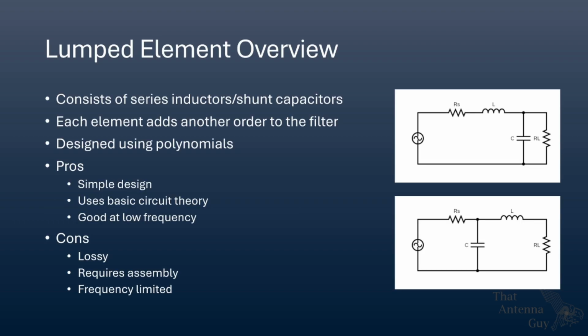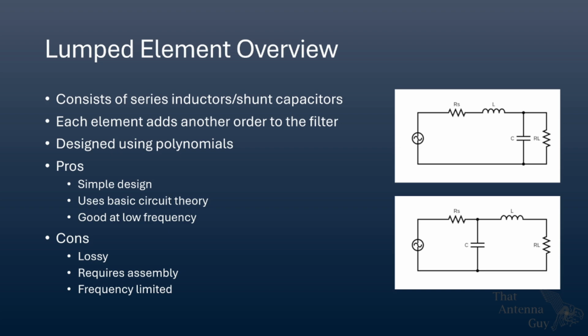Now, a lumped element filter consists of series inductors and shunt capacitors. Each element adds another order to the filter. So as shown here, these are just second order filters as they have two elements, one inductor, one capacitor. They're designed using polynomials. Some of you may remember this from your basic circuit theory, such as Butterworth or Chebyshev. So the pros of using a lumped element filter is that they're a simple design. You'll see in a second as we do the design, the math is pretty simple. There's not a lot to it.